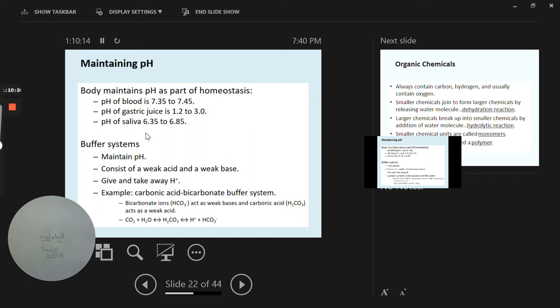So usually you have bicarbonate in your system. Bicarbonate helps to maintain that system. So bicarbonate is a buffer. It helps to maintain pH.